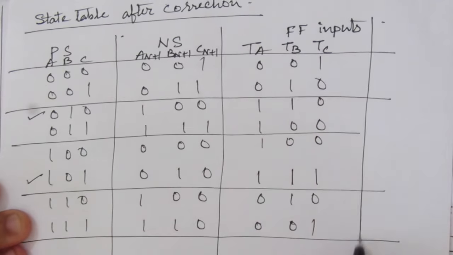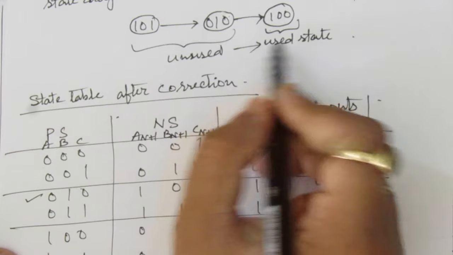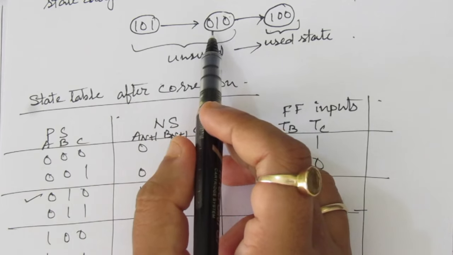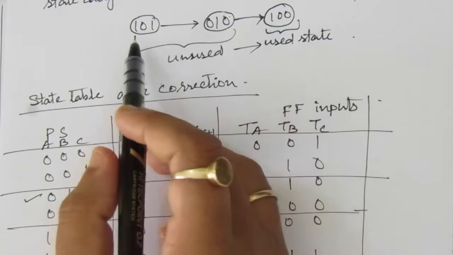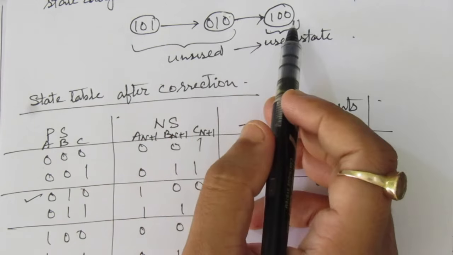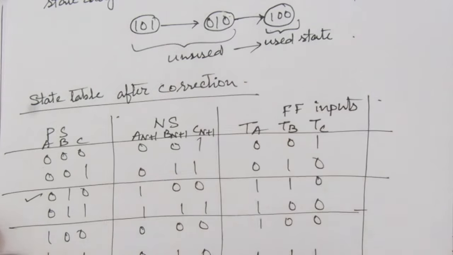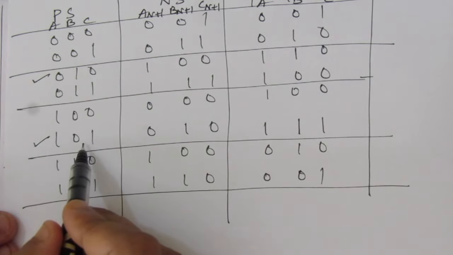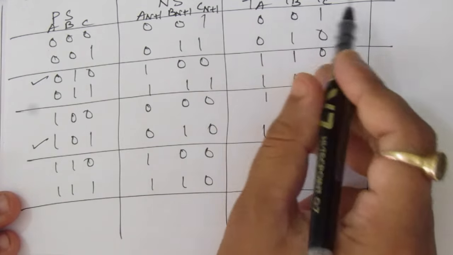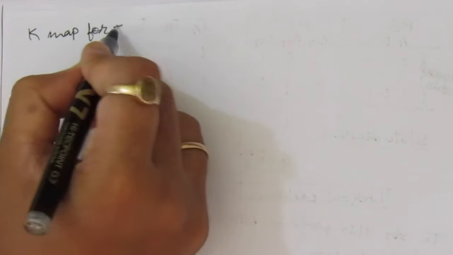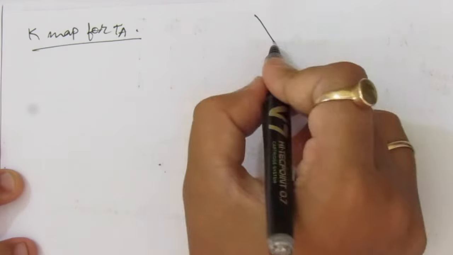Now we have made this state table with the assumed correction. These are the two unused states. Whenever we have 0, 1, 0, it will go to 1, 0, 0, and whenever we have the unused state 1, 0, 1, it will go to 0, 1, 0 first, and from 0, 1, 0 it will go to 1, 0, 0. As per these conditions, we have changed the third row and the sixth row. Now we will find the expressions for TA, TB and TC, and from that we will draw the circuit design. Here we will find the K-map for TA. Here also we will have a 3-variable map.